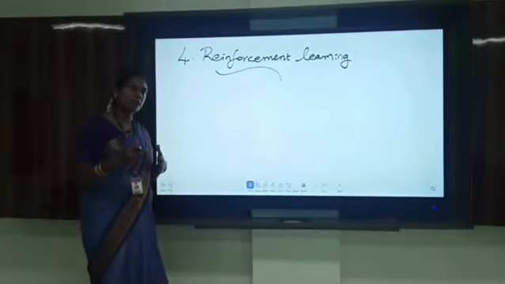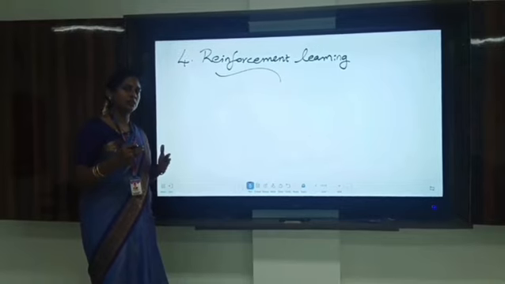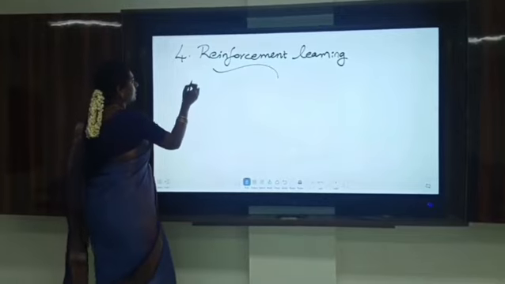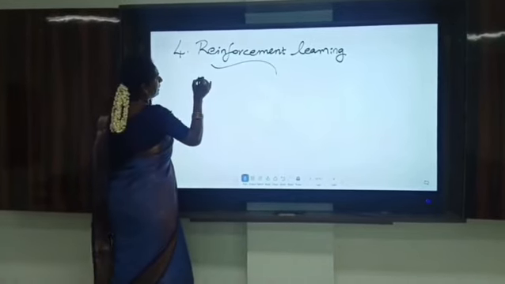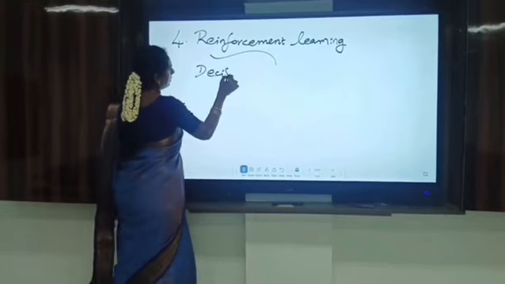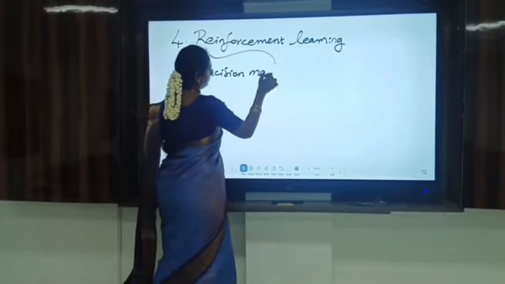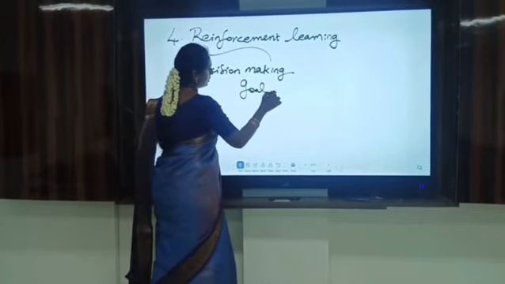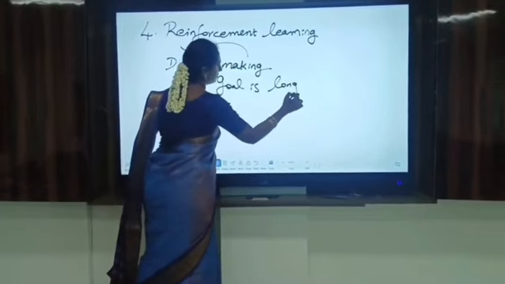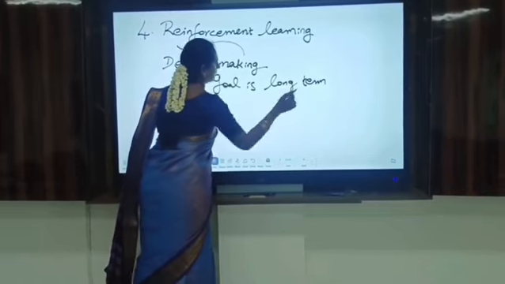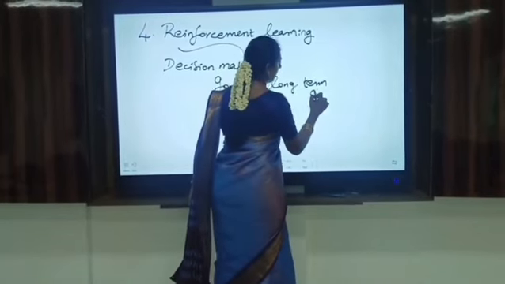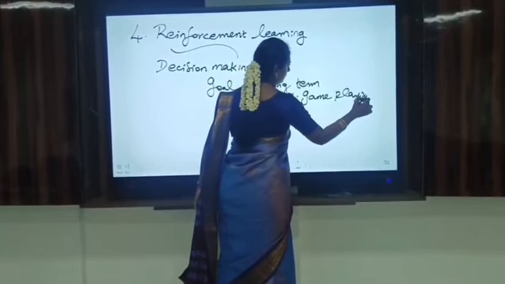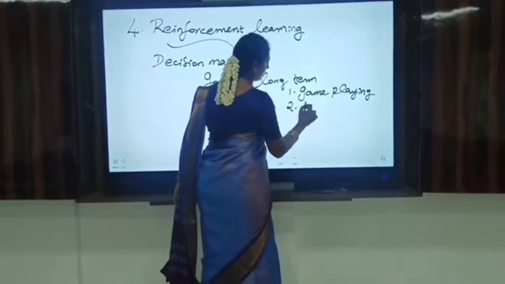Since there is no labeled data, reinforcement learning learns by its experiences only. It solves a specific type of problem where the decision making is sequential and the goal is long term, such as game playing and robotics, etc.